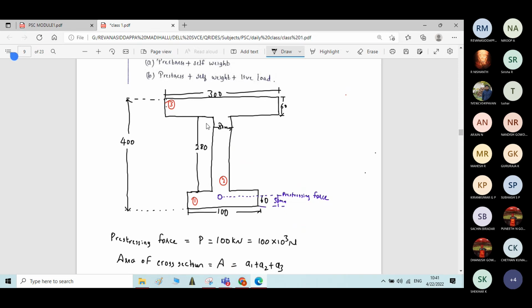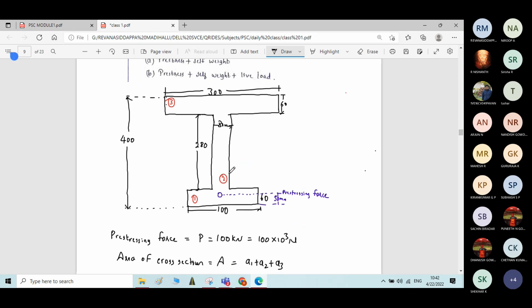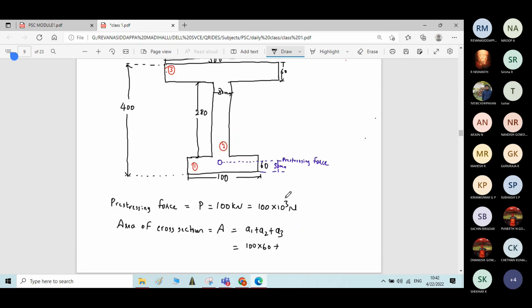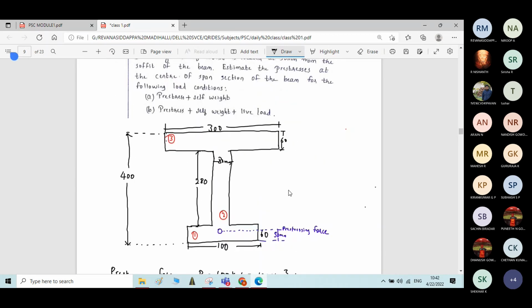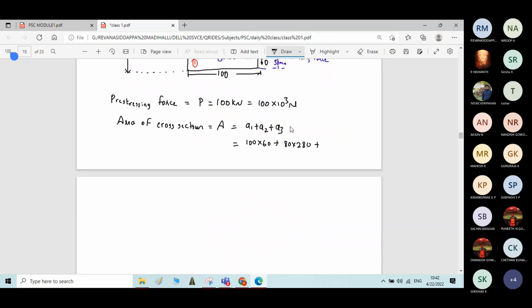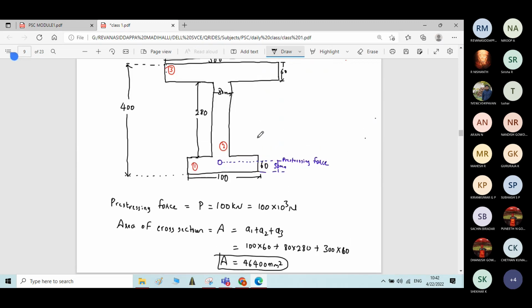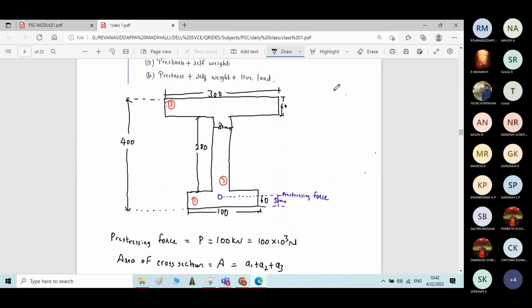Okay. You'll get 280 mm as depth of web portion. So it will be 80 into 280, plus area of rectangle 3, 300 into 60. By this we'll get the total area of the section. How much you'll get? You check the answer. 46,400 mm square is the area of cross section.